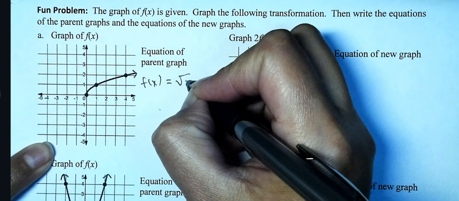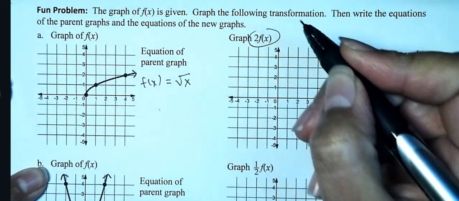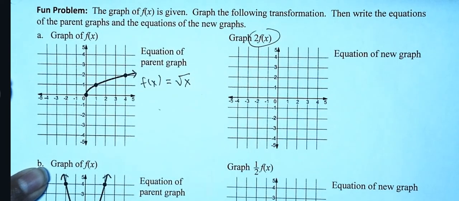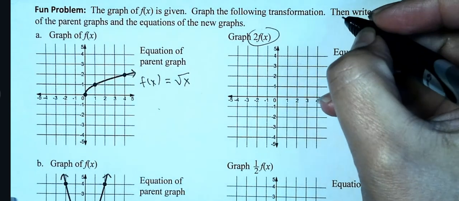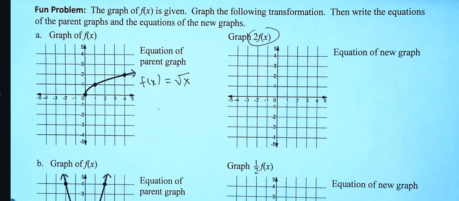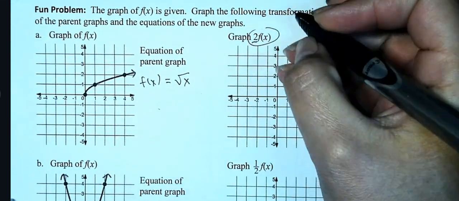And that will give us f of x is equal to square root of x. And we are asked to graph 2 times f of x. So in this case, what is going on? We're changing the function value, so it's going to be a vertical stretch or shrink. It would be nice if I can identify the value of c. In this case, we are multiplying the function value by 2.